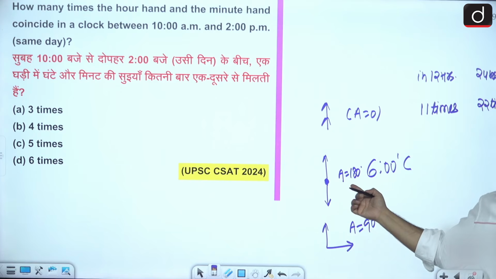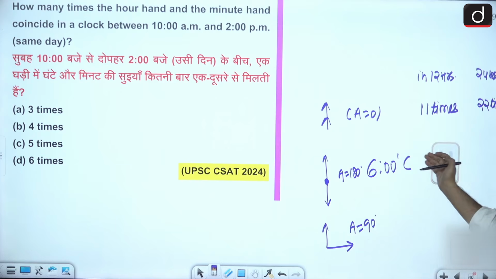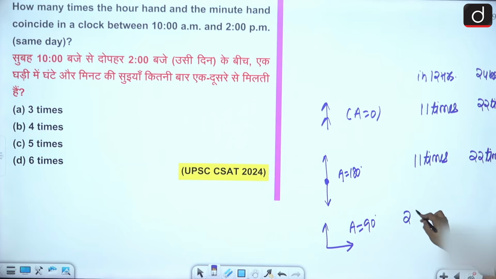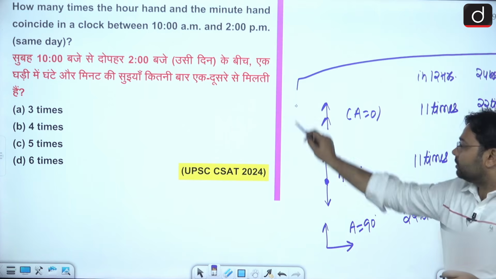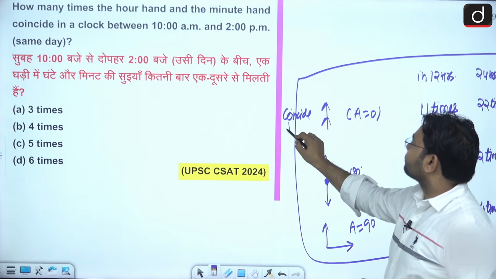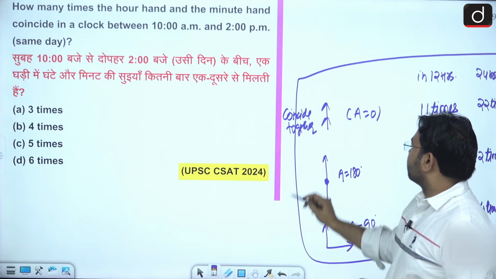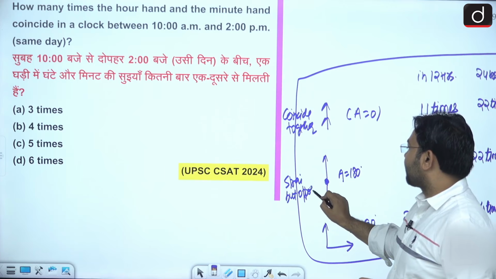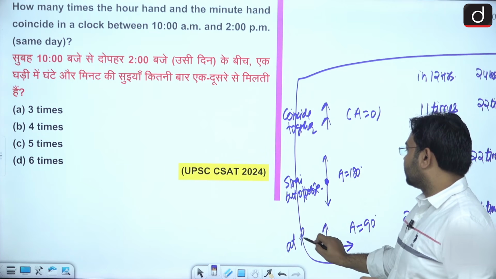This is 180. This will also happen 11 times, and this is 22 times. This will happen 22 times in 12 hours and 44 times in 24 hours. You need to know this. This is coincide together. This is straight but opposite. This is at right angle.